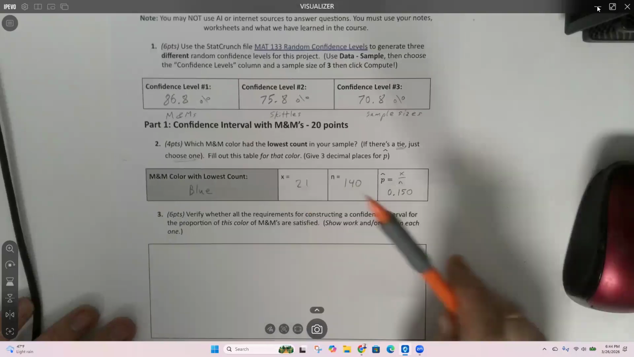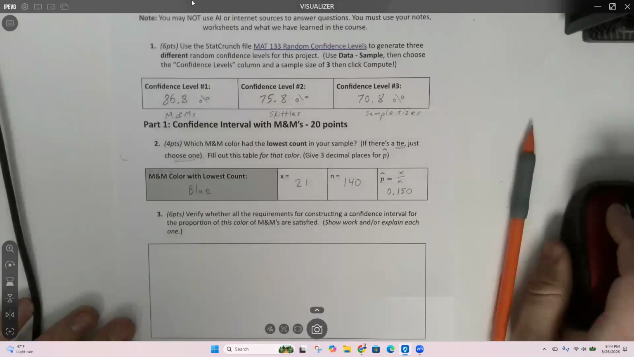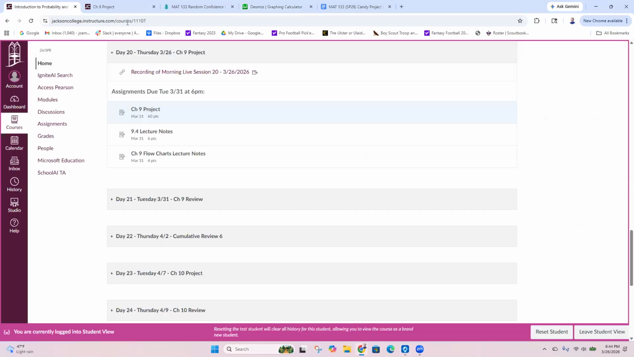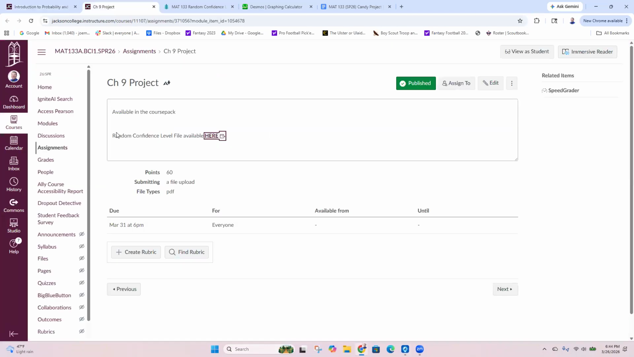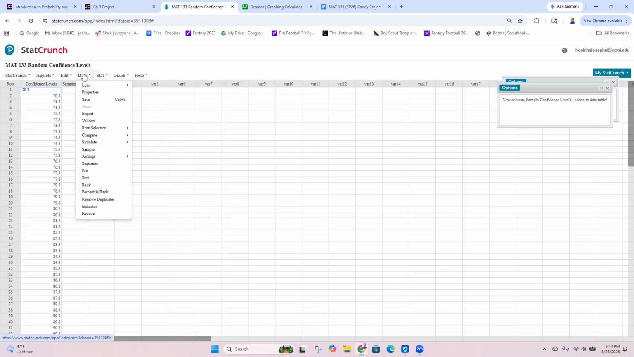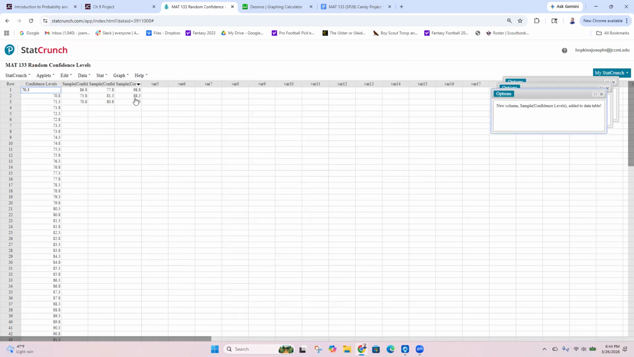And Jordan's question, how do I get these confidence intervals again? So you're going to click on the Chapter 9 project in Canvas. There's a link here for random confidence level. When you click that, it's going to bring you over here to this data in StatCrunch. You'll go to Data, Sample. You'll select Confidence Levels, sample size of 3, and hit Compute. And you'll write the three numbers that it picks out of the list on your paper. Okay.